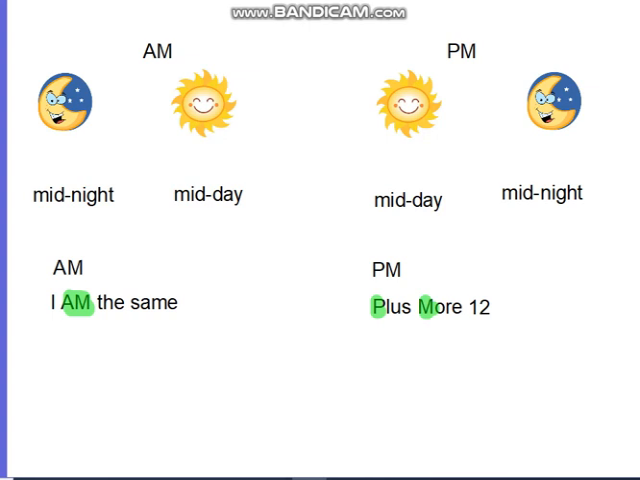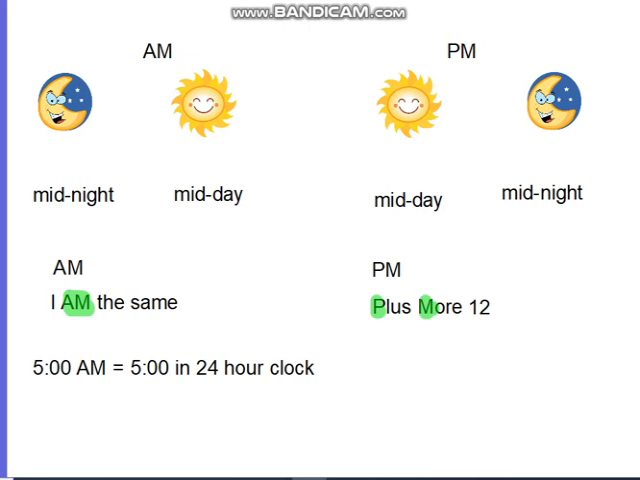So how can I use this? Let's have a look. When we're using this, if I was to say 5 a.m. in the morning, we use our phrase AM, I am the same, and we say 5 a.m. is the same as 5 o'clock in the 24-hour clock because it doesn't change.